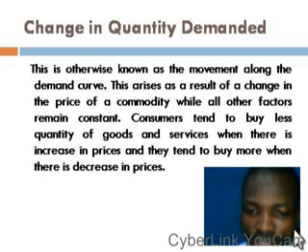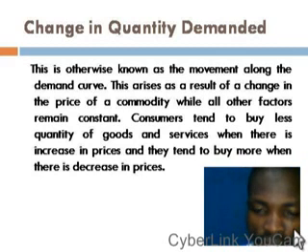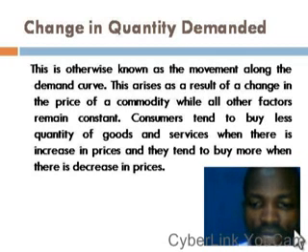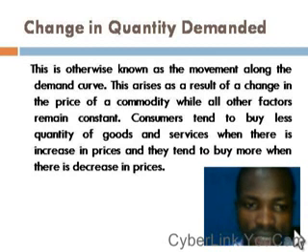It arises due to a change only in the price of a commodity. So it is only a change in the price of the commodity that usually brings about change in quantity demanded, or movement along the demand curve. In this case, all other factors such as price of related commodities, income of the consumer, consumer preference, and so on and so forth are said to be constant. They remain unchanged. It is only the price that changes, which usually brings about a change in quantity demanded. Let's go further.